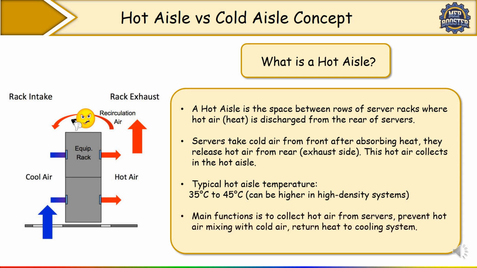And the main function of the hot air sleeve is what? It is to collect hot air, meaning to gather heat from all servers in one place and prevent mixing. Keep hot air away from the cold air sleeve and avoid cooling inefficiency. The next main function is to return heat to the cooling system. So hot air is sent back to the HVAC unit, cooled again and reused. Is it clear? So this is called a hot air sleeve.